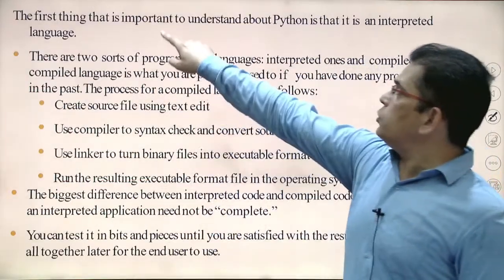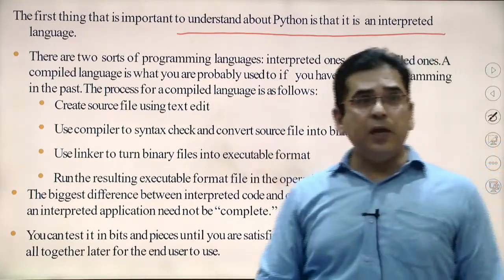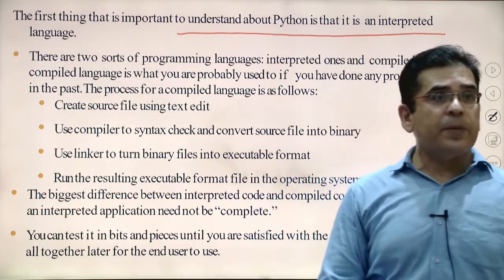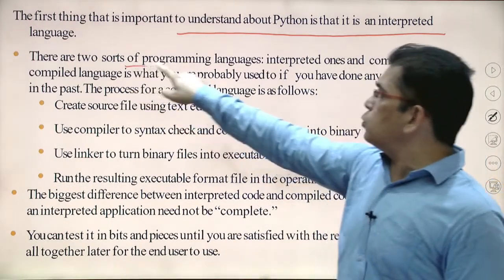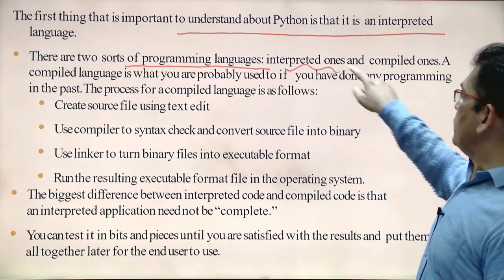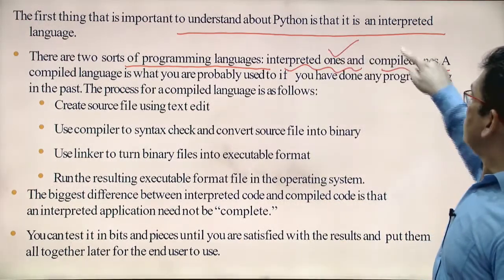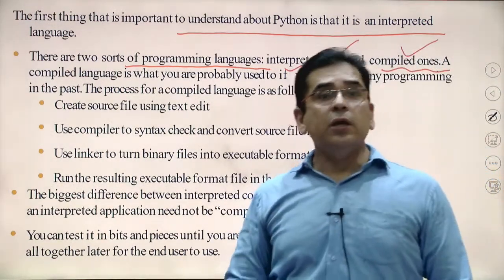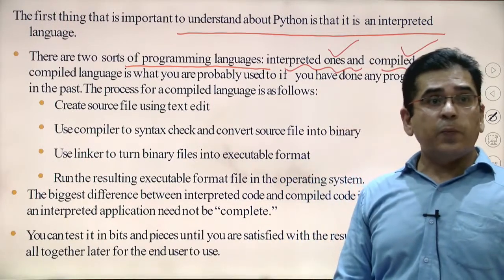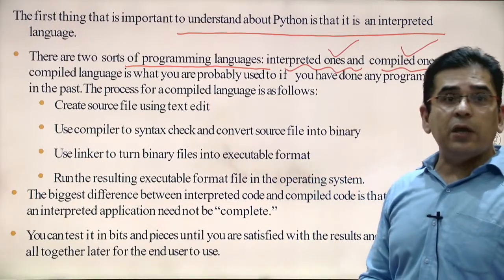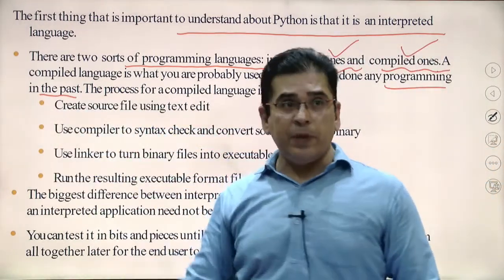The first thing you need to understand about Python is that it is an interpreted language. Today I'll tell you about the difference between compiler based languages and interpreter based languages. There are basically two sorts of programming languages. One is interpreted, another is compiled. Now you have to understand the difference between an interpreted language and a compiled language. A compiled language is what you probably use if you have done any program in the past. Like C is a compiler based programming language.